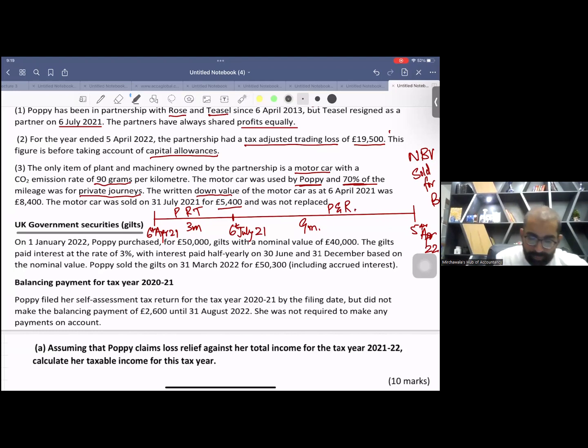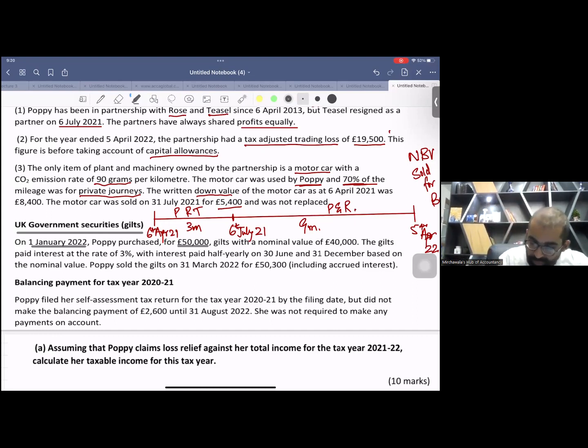Okay. Now, on 1st January 2022, this is our fiscal year, hope you remember, Poppy purchased for 50,000. Irrelevant. The purchase price and selling price are irrelevant. Why? There is no CGT. There is no capital gains tax on these gilts. These gilts are exempt assets for CGT purposes, right?